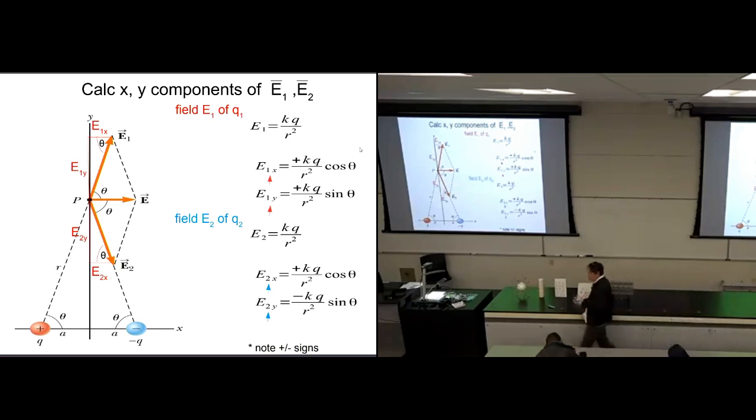So now at this stage I've got the x and y components of the two vectors, and all I've got to do is add these up. So let's just do that on the next slide.